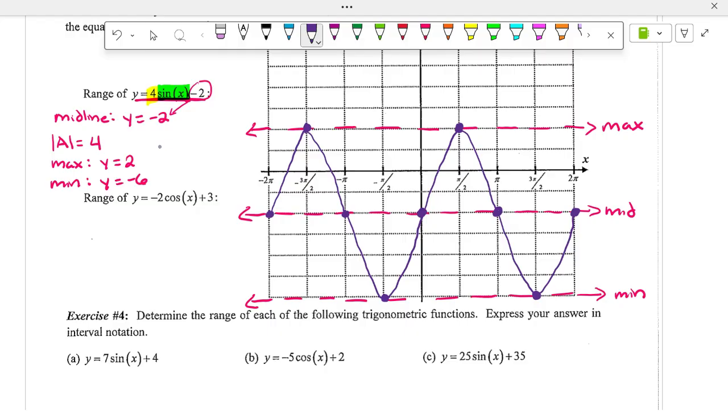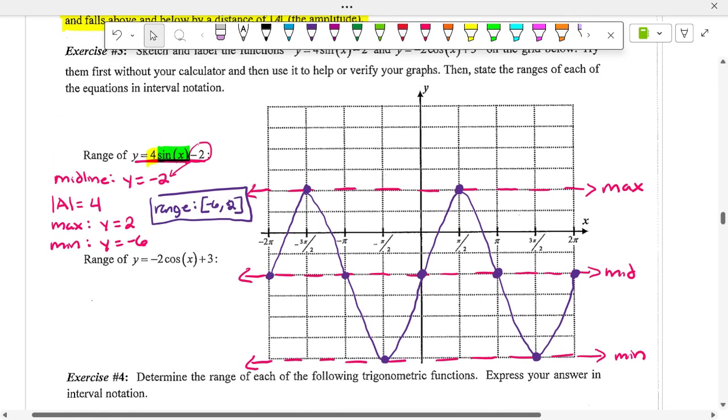So what's my range? It's basically from the min to the max. What's the min? To the max? 2. What did you say? I didn't hear anything about it. All right. Shh.